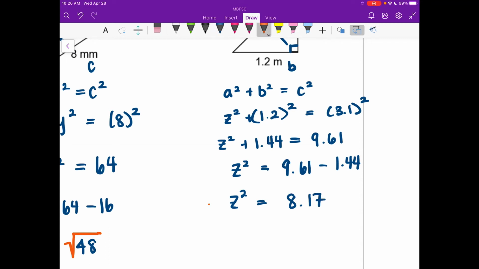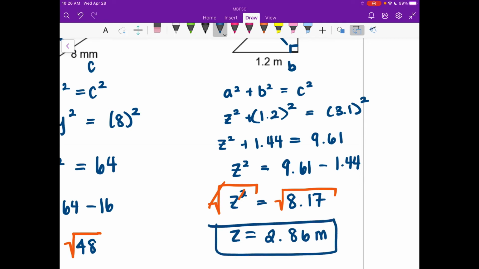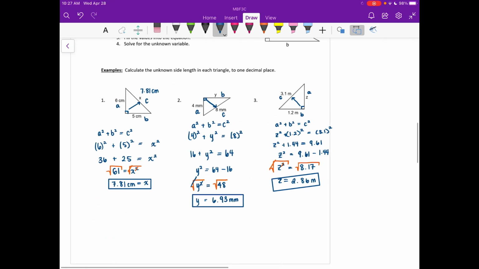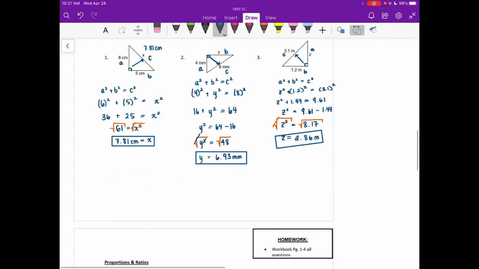And then I want to get rid of that squared, so I'm going to square root it. I'm left with Z equal to the square root of 8.17, which I'll put into my calculator. That gives me 2.858, so I'll round to 2.86, and it's meters, so I'm going to put in meters. And that's my answer. Again, if you have any questions, just feel free to ask. You can always send me an email.